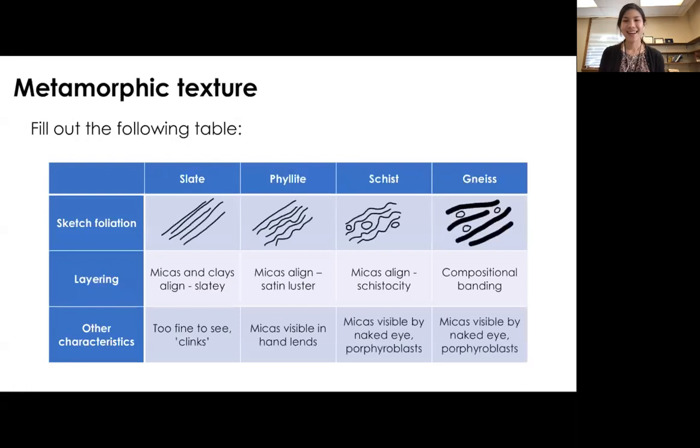Okay, next slide. So this is how I filled it in. The slate, you can see some foliation, but it's mostly micas and clays that are too fine to see. Whereas the phyllites, we have micas aligning and giving it a satiny luster, and those micas are visible in a hand lens. Under a schist foliation, we still have micas aligning to create that schistosity, but the micas are now visible by naked eye and may be surrounding porphyroblasts. Finally, at the gneiss stage, we have compositional banding rather than just micas aligning. So we have micas that are again visible by the naked eye and often separated by layers of black and white banding. And we can also have porphyroblasts.